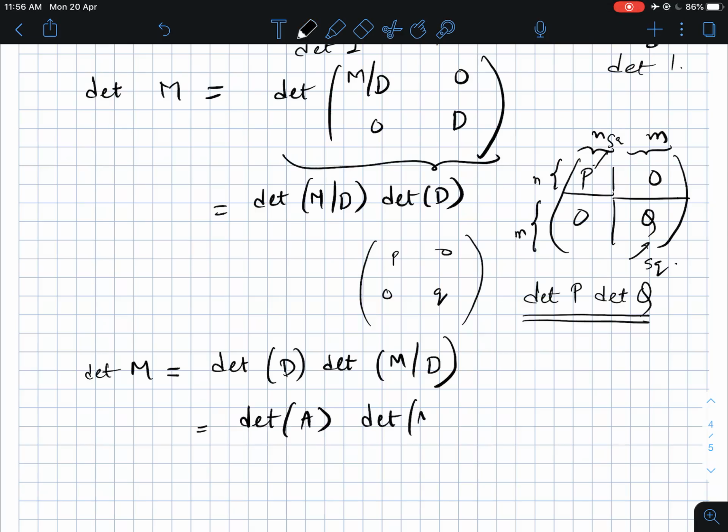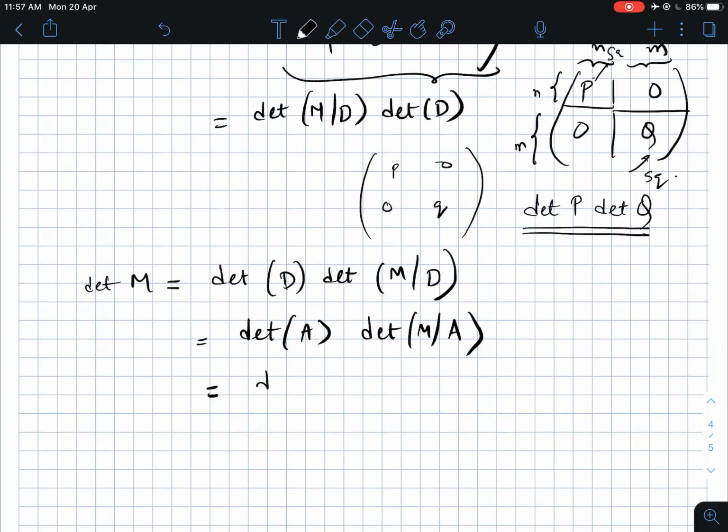Okay. So this result, let's just expand this a bit. Let's take this one and expand it. So this is actually determinant of A times determinant of D minus C A inverse B. So this is what it is going to be.